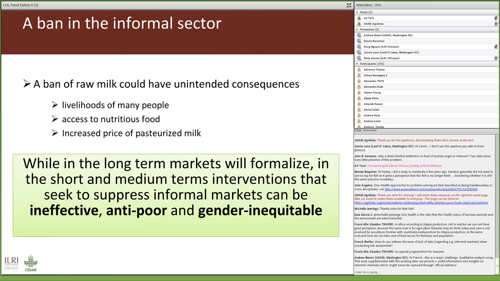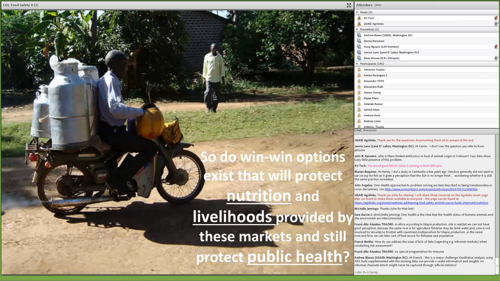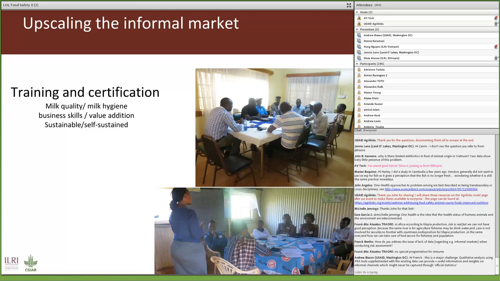So there goes the question from the main message of my presentation: can win-win options exist that will protect nutrition, livelihoods, and still protect public health? I think that's what we should be looking at. So I'm going to present an intervention that was implemented in Kenya about 10 years ago, and that was quite successful at touching on all these aspects. It was a training and certification of dairy traders in Kenya.